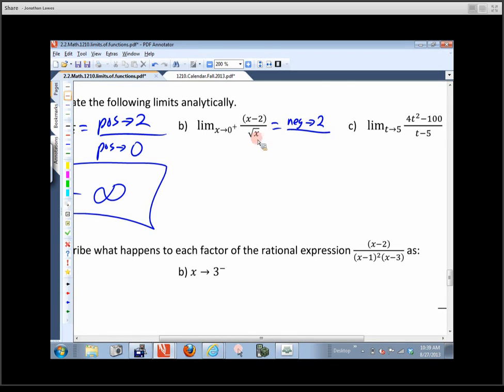What about the bottom? We're plugging in positive numbers. What's the square root of a positive? A positive. So that's positive, and getting really close to 0. What's the sign of the answer? Negative. And a number divided by something that's getting closer and closer to 0 is larger and larger. So that's going to be negative infinity. Okay? What happens at x equals 0 if we were to graph that?